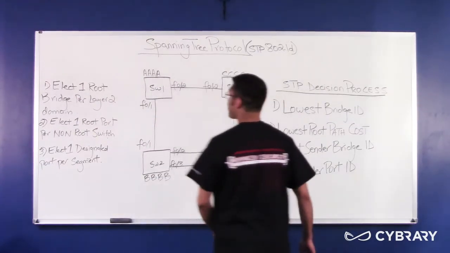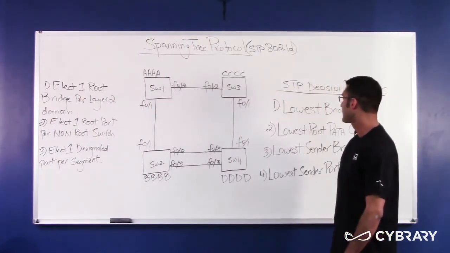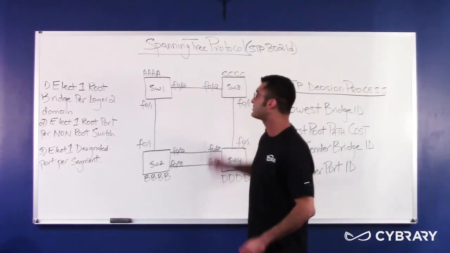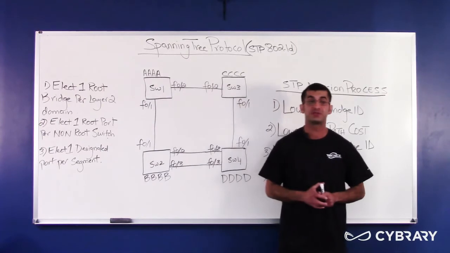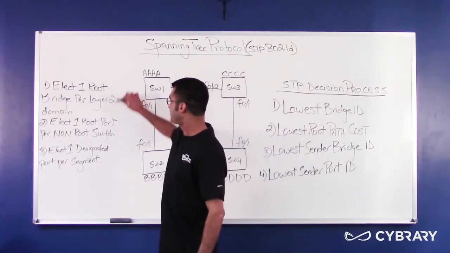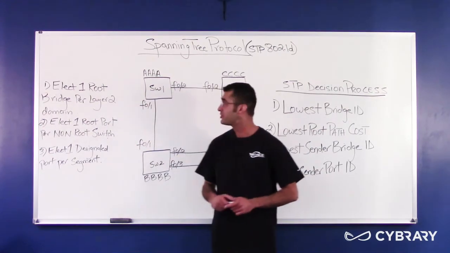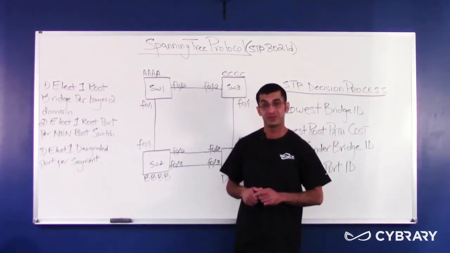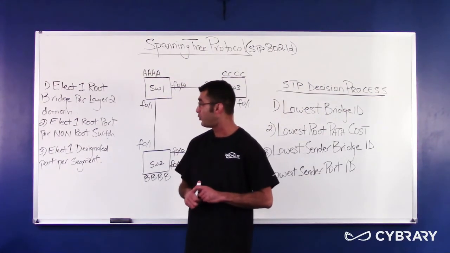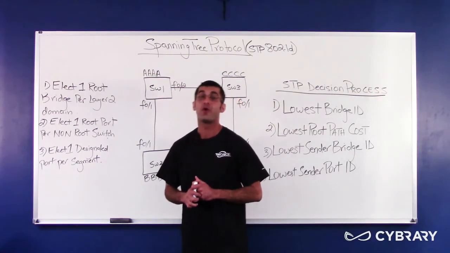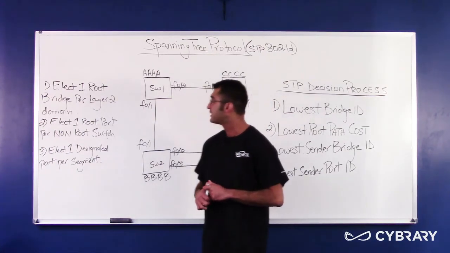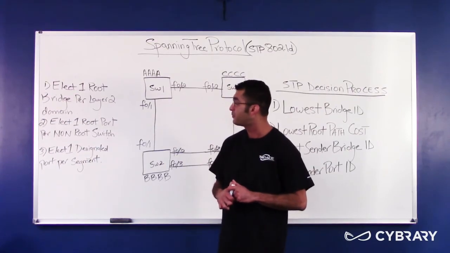So the first step is electing a root bridge. Now, I said that each one of these switches, when they power up, start sending bridge protocol data units to each other every 2 seconds. I hope you have taken note that there are 3 steps for spanning tree to converge. Step 1 is electing a root bridge per layer 2 domain. Once again, step 2 is electing a root port per non-root switch. For all switches that are not the root bridge, we're going to elect something called the root port. And step 3 is elect one designated port per segment.